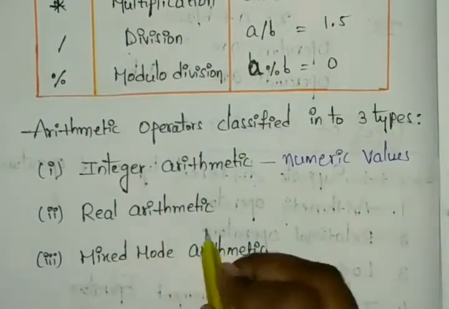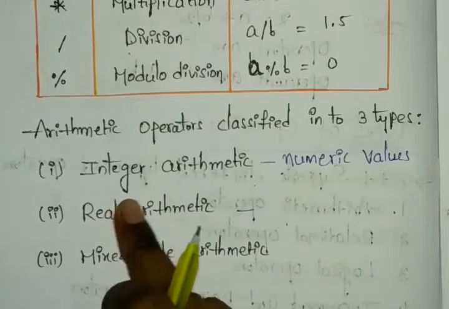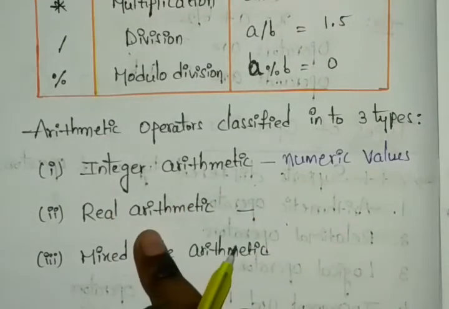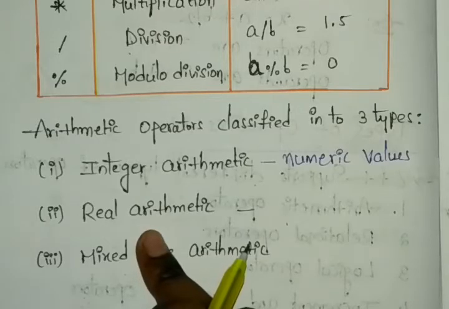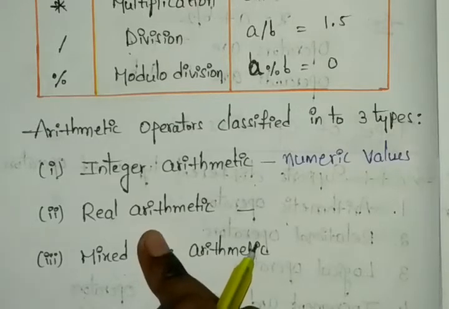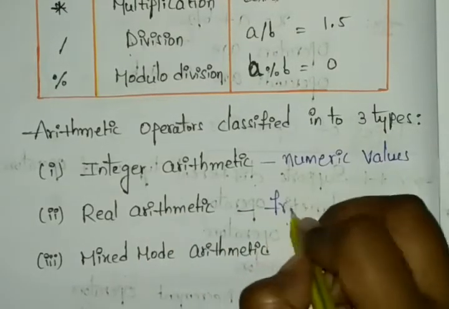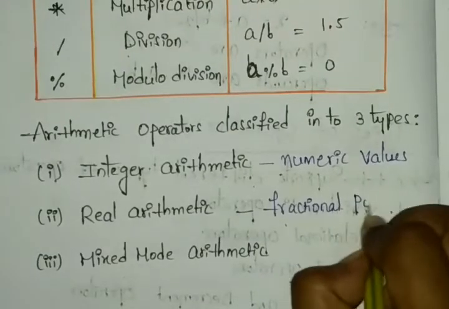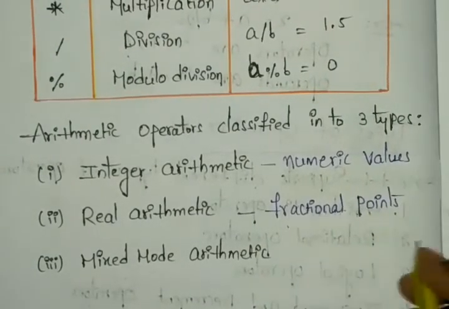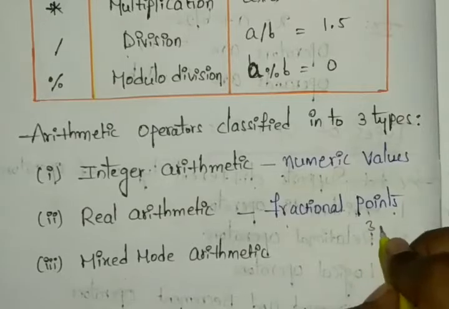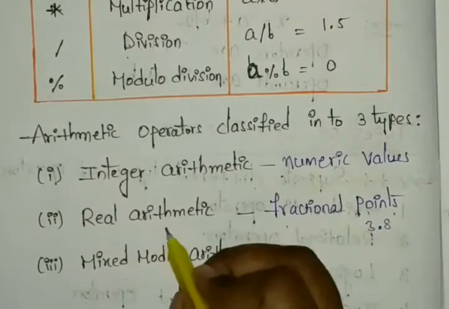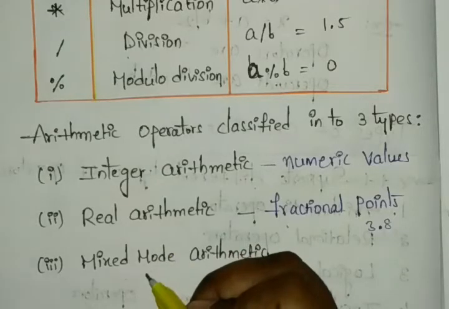And in the integer arithmetic here, we just have the numeric values, right? In the real arithmetic here, we will be having the fractional points. It is like floating point. In between the numbers, it will be having the fractional points. Suppose you are writing 3.8, so this is a fractional only, right? So this we can perform in the real arithmetic.